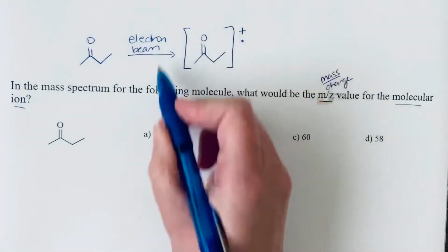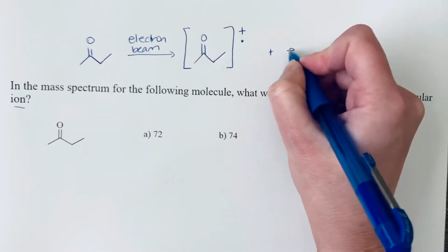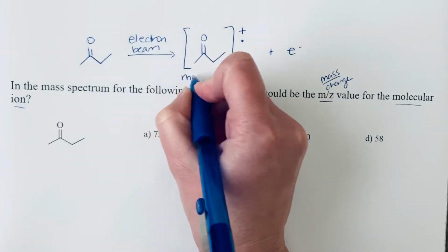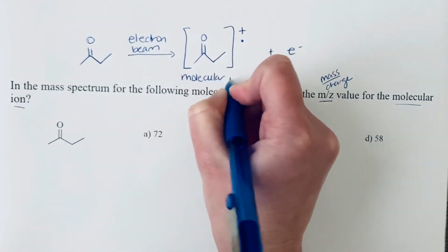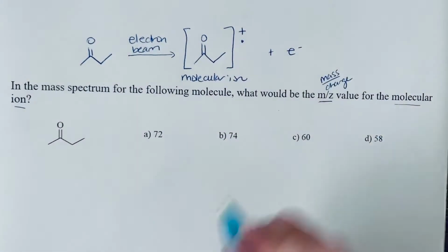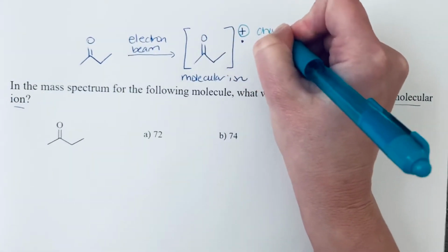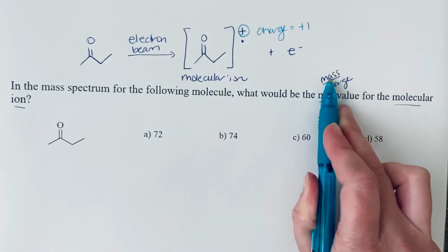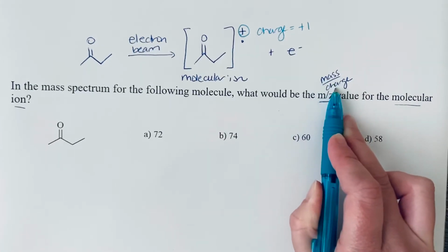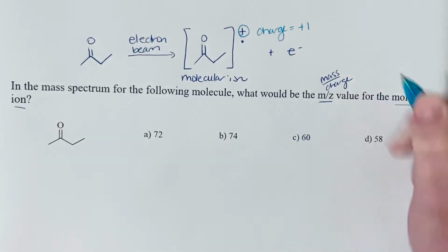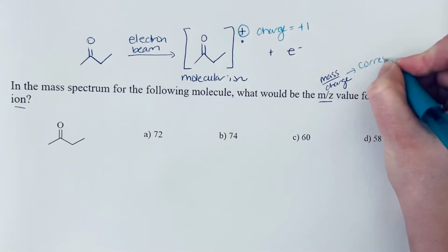And this initially formed ion, and it's lost an electron, so you can balance this by saying plus an electron. And this initially formed ion is what's known as the molecular ion. And since the charge of this ion is +1, and all of the fragments that we see in the type of mass spectrometry we're looking at will be +1, that means that the mass to charge ratio, the mass over the charge of +1, this number is always going to correspond to the mass.